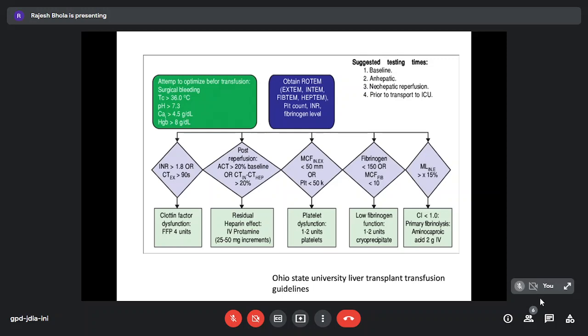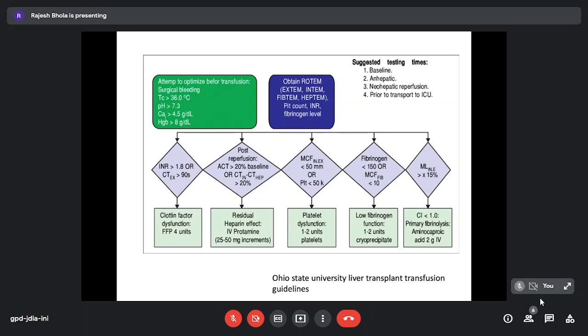If all the things are normal, look into the maximum lysis. If maximum lysis is more than 15%, that indicates hyperfibrinolysis. Hyperfibrinolysis usually happens during reperfusion because lots of tissue plasminogen activators are being released from the ischemic liver cells, so there will be a lot of fibrinolysis. So how do you treat it? By giving aminocaproic acid, an antifibrinolytic. Here you can establish it by doing an APTEM mode where aprotinin is used, which can show the impact of the fibrinolysis.